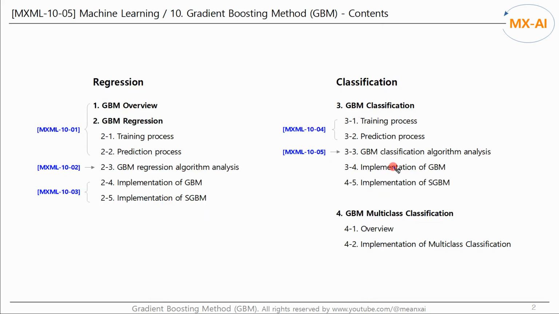So far, we have analyzed the classification algorithm of GBM. It was a little more complicated than the GBM regression algorithm, because it uses binary cross-entropy and predicts y hat via log odds. In the next video, we will use this algorithm to implement GBM and SGBM.